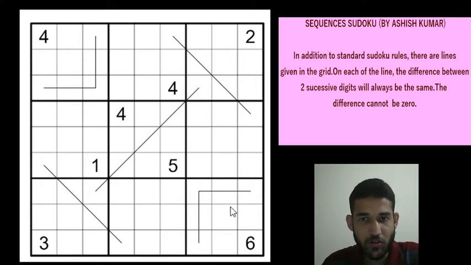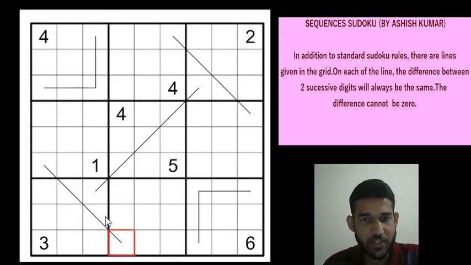Now the rules of the Sudoku are, in addition to standard rules, there are some lines given in the grid. As you can see here, there are 5 lines in the grid. On each of the lines, the difference between two successive digits will always be the same, and the difference cannot be 0. So for example, let's say you take this line, you cannot have 6, 6, 6 and 6.